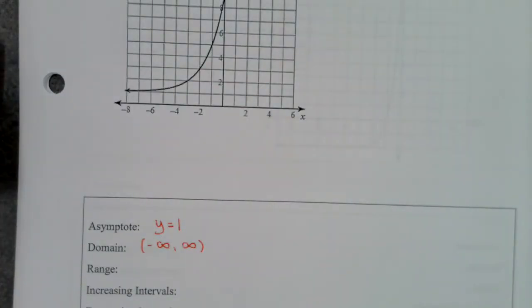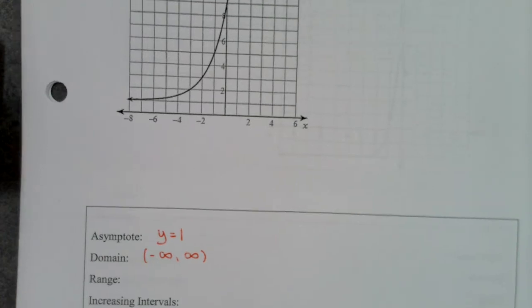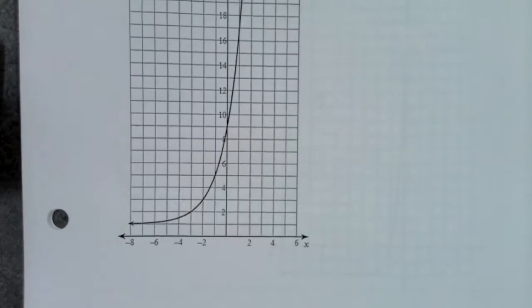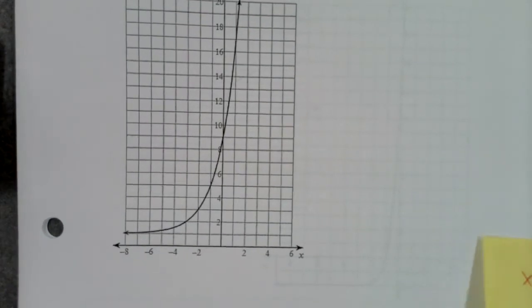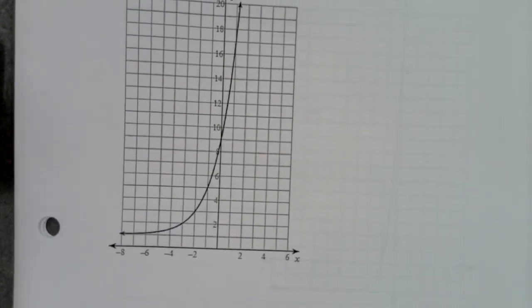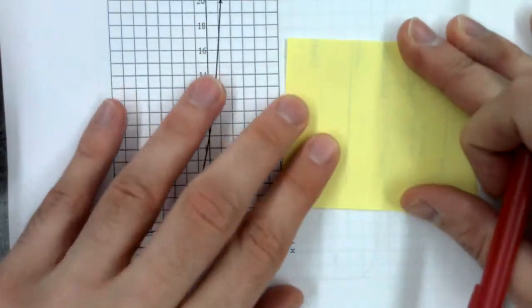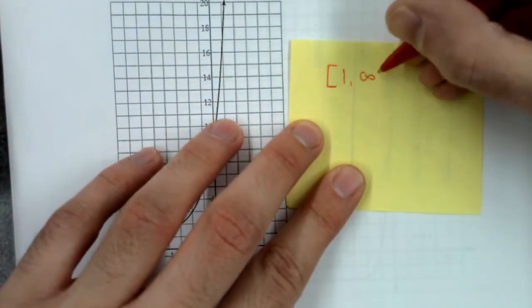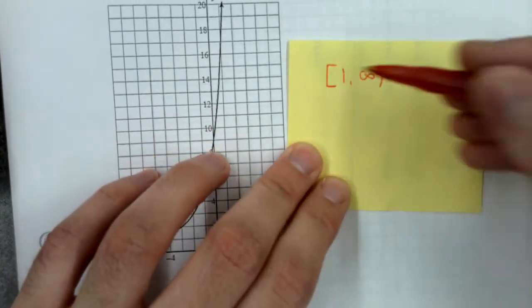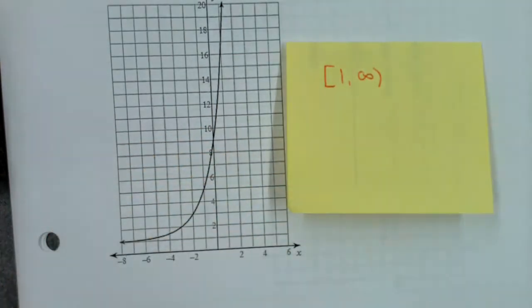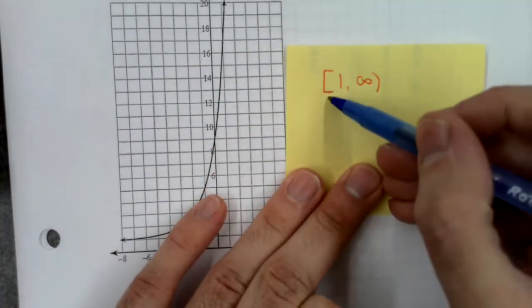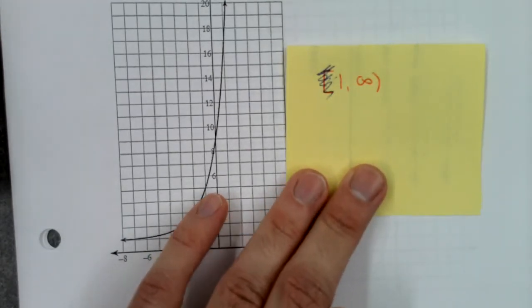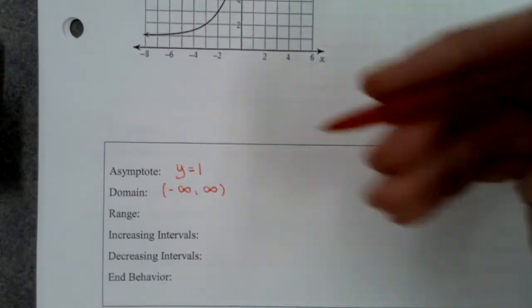The range is the y values in this graph. If you look at the graph, the y values, they go from 1 up to infinity. Now, earlier in the year, I told you if the graph actually includes 1, you would put this symbol. But this graph does not actually touch 1, so we're not going to use this symbol for this one. You're going to use a parenthesis instead. So the range is going to be 1 to infinity.